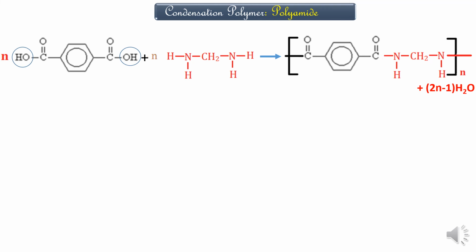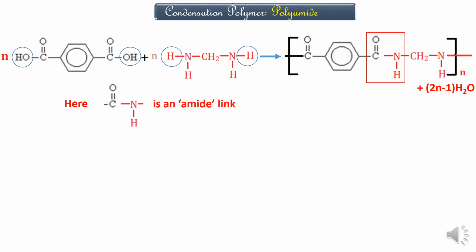Here you get again the OH has been lost from both sides of the dicarboxylic acid, and H has been lost from both sides of the diamine, and you get the middle portion CONH, the amide link. It's an amide functional group. So the polymer is a polyamide.